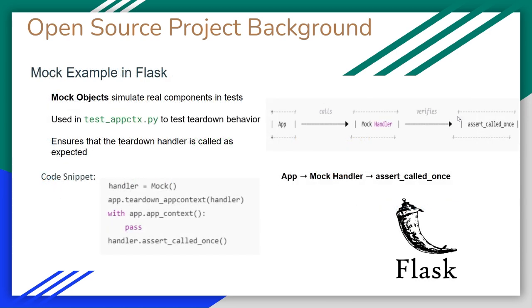Here is an example of the test double pattern, specifically using a mock object. In this file, Flask tests teardown logic by assigning a mock handler and verifying it gets called. As you can see in the diagram, the app triggers the mock handler and then the test checks that it was called once. This lets us test the interaction without needing a real handler. It isolates logic and ensures the test is focused only on the app context teardown.